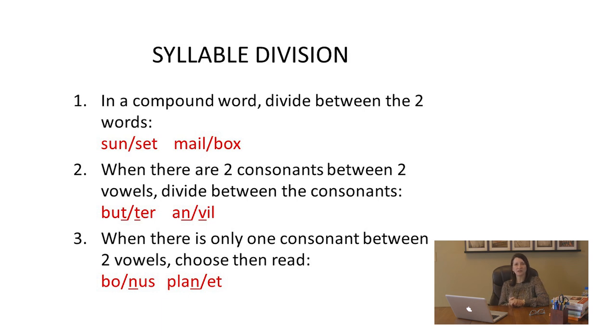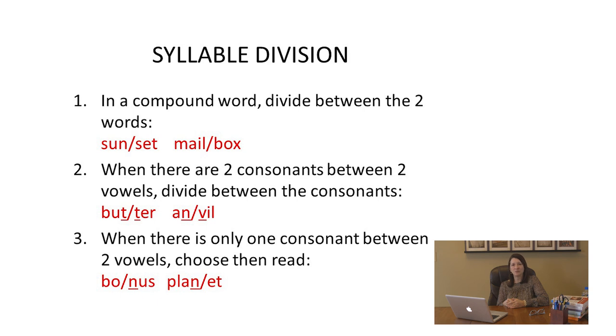All right, rule three. It's the only one that really requires us to stop and think for a second, I think. Bonus and planet. Here we have just N's in between two vowels, so where do we divide? There's nothing to divide between. Well, we have to just say to kids, all right, now we got to be flexible. Let's try it one way first, and if that doesn't sound like a real word, let's go the other way.